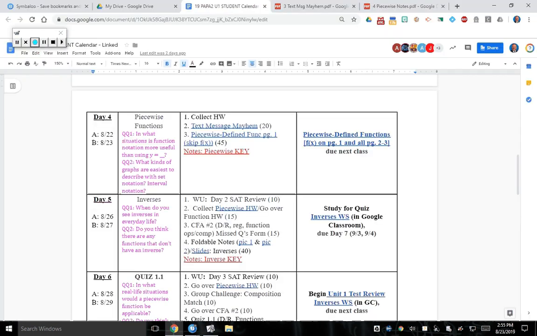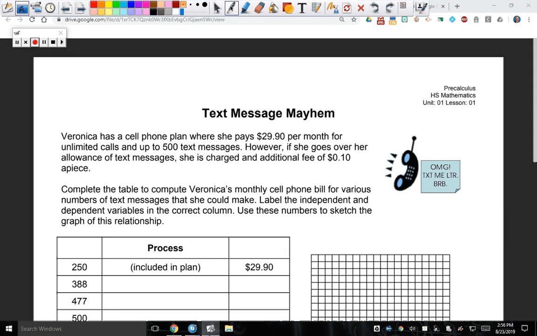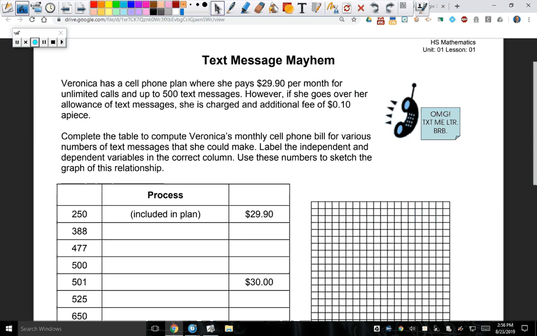So, let's look at this activity of this text message. Alright, so here we go. It says Veronica has a cell phone plan where she pays $29.90 per month for unlimited calls and up to 500 text messages. So she does not have unlimited text messages. She just has unlimited calls. However, if she goes over this, as far as the text message, she will be charged an additional fee of 10 cents for each text that she sends.